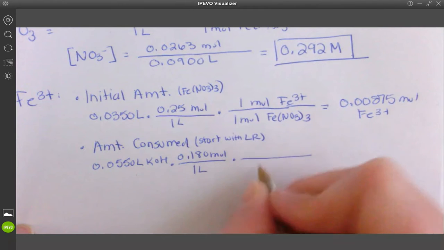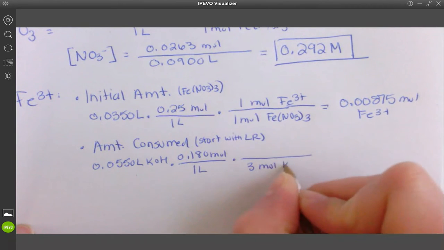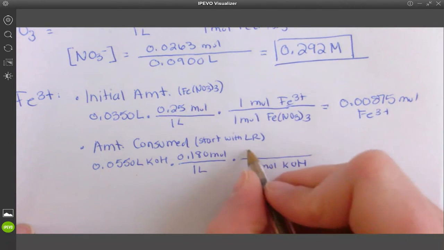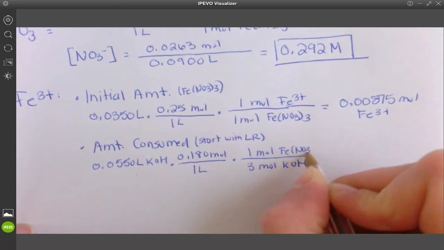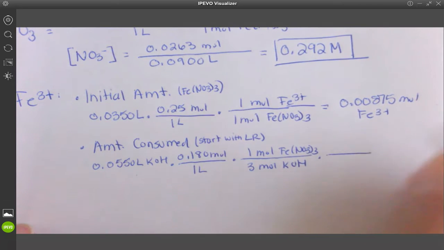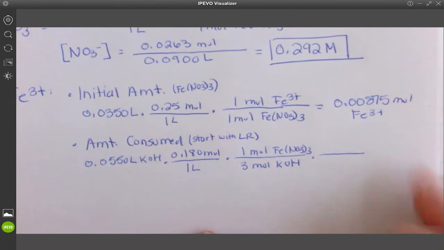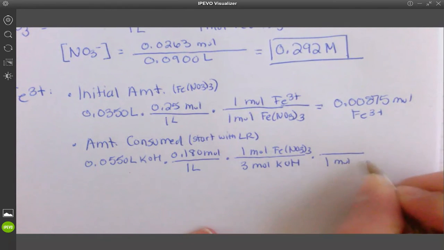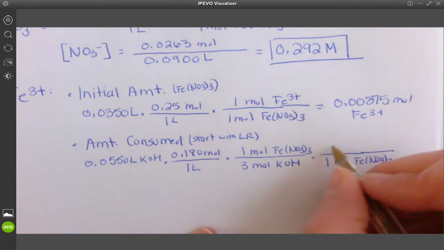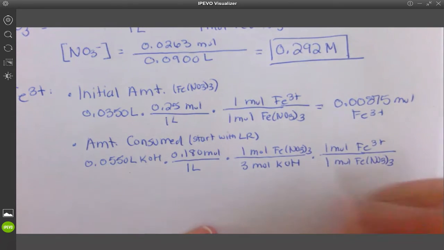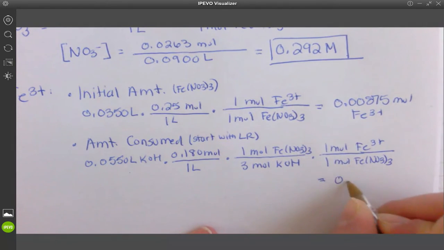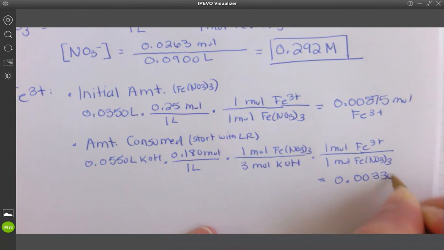I'm then going to say that for every 3 moles of KOH that reacted, I had it react with 1 mole of my Fe(NO3)3. That's just using their coefficients from the original balanced equation. And then for every 1 mole of Fe(NO3)3, I had my 1 mole of my iron 3+ ions. So when I get that, I get 0.00330 moles that was consumed.